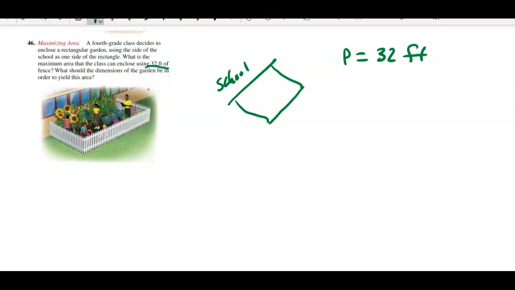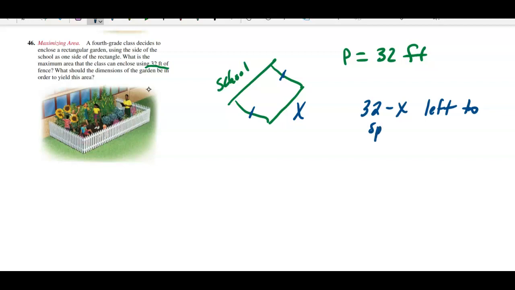Well, we know in a rectangle that opposite sides are equal. So we know that these two sides are going to be equal, right? We don't have to try to enclose the part of the garden that is against the school. So we don't know how long this side of the garden is, so we'll just say that that is x. Okay. So how much fence do we have left to enclose on either one of these other sides? We have 32 minus x left to use.